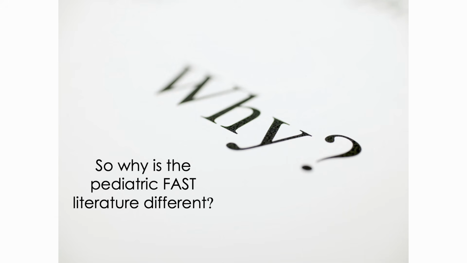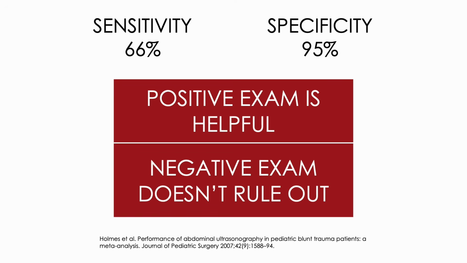Kids have more bowel or mesenteric injuries, which could not be detected on FAST exam. And many clinically significant intra-abdominal injuries in children do not produce free fluid. This is really where the FAST exam fails us in our pediatric patients. A 2007 meta-analysis proved this point. The pooled sensitivity for the FAST exam for intra-abdominal injuries was 66% for the more rigorous studies. Specificity was 95%. Simply put, the FAST exam is most helpful if it is positive.